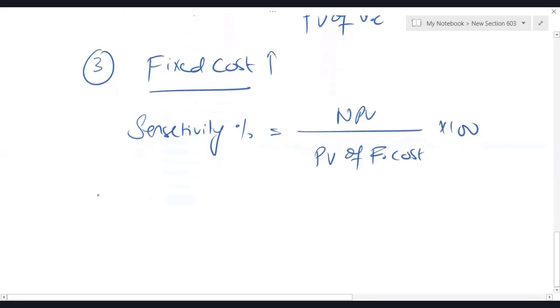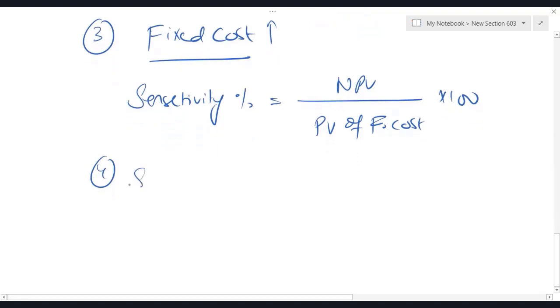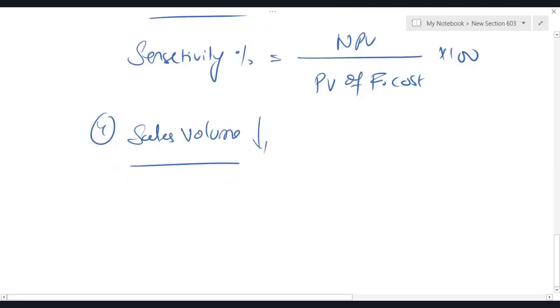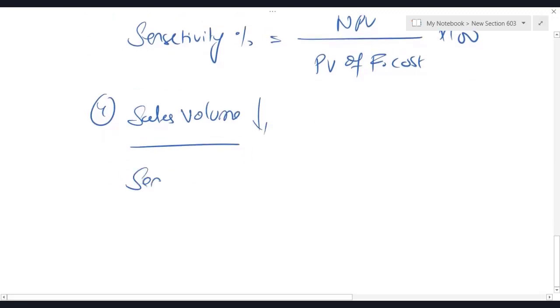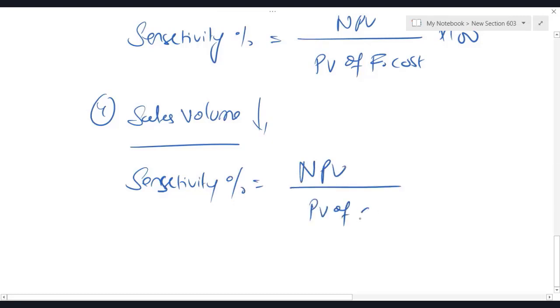Sales volume. If the sales volume reduces, then obviously NPV becomes 0. So reduction in the sales volume is an adverse event. So sensitivity percentage is equal to NPV divided by present value of contribution.